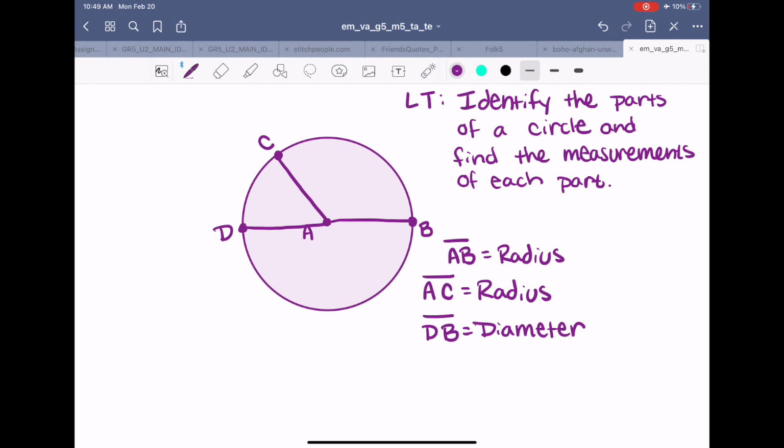So our diameter can be measured by showing 2 of the radius. So in this case, the radius is going to be 3 inches, and our diameter is 3 inches plus 3 inches because there's 2 of them put together, or we could show that as 2 times 3 inches. So here, the diameter of this circle A would be 6 inches.